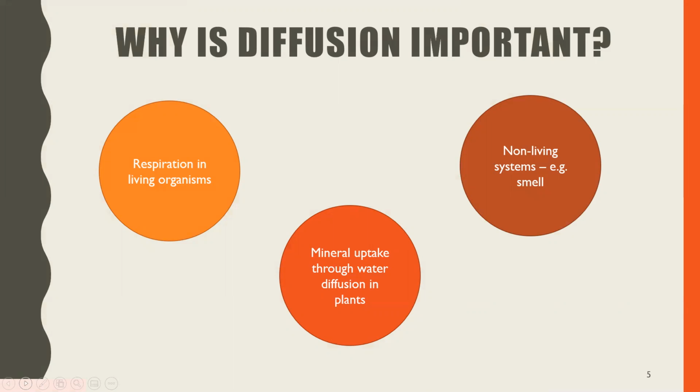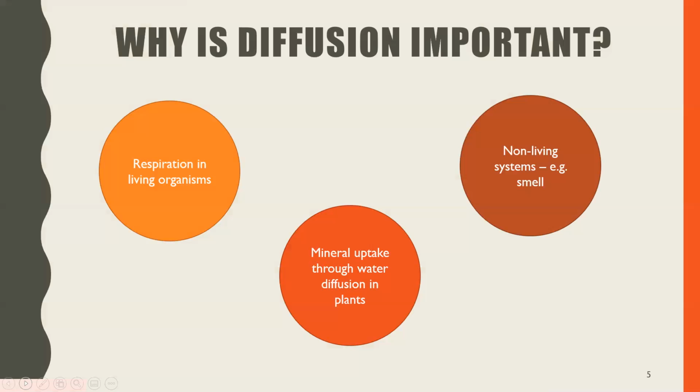Looking at mineral uptake through water diffusion in plants is another reason why diffusion is important. This is actually a very specific example of diffusion, and it involves osmosis, which we'll look at in a minute. But water diffuses into plants through their root hair cells. So the water is able to move from the soil, where there is a very high concentration of water, if it's rained, to an area of low concentration where there is less water, so inside the root hair cell. So not only does this allow the movement of water through a partially permeable membrane, but it also allows mineral uptake, as water obviously has a lot of minerals in it. So it allows the plant to get water, and it allows the plant also to get minerals that it needs.